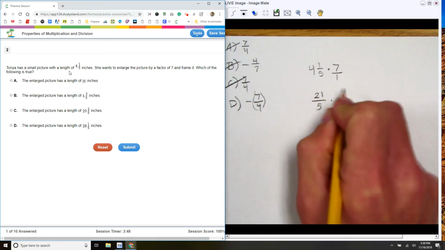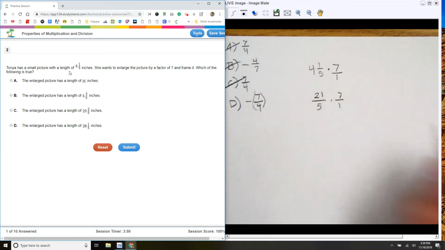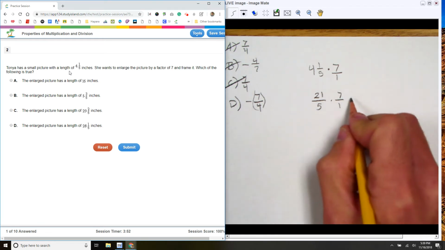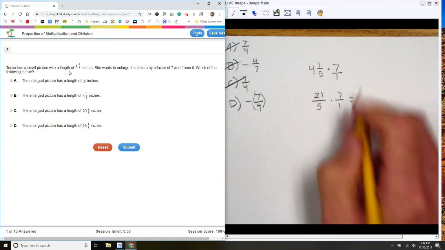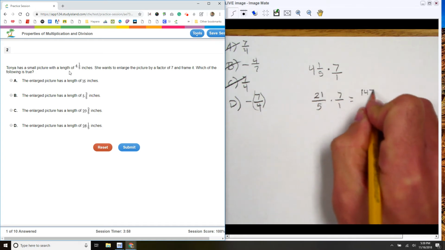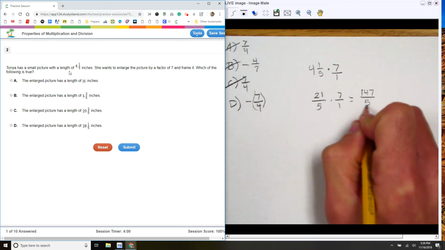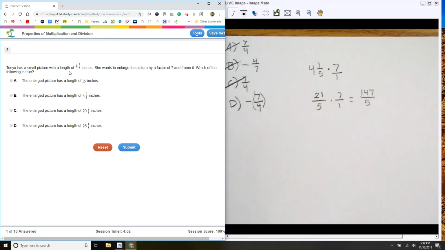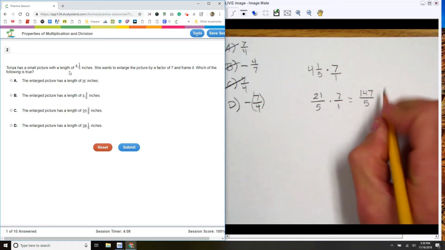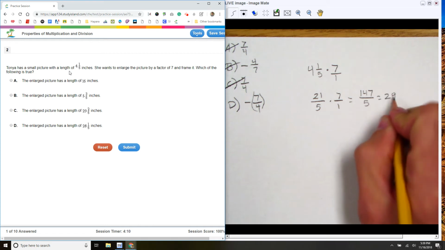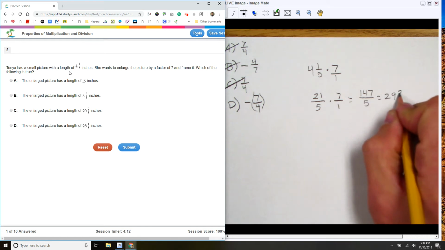21/5 times 7 is 21/5 times 7/1. And now we just multiply across because nothing simplifies. 21 times 7 is 147, and 5 times 1 is 5. At that point, 147 divides by 5. How many times? Well, I know 5 goes into 150 30 times, so this is going to be 29 times 5 to get to 145. The 2 left over, so it's 29 2/5.